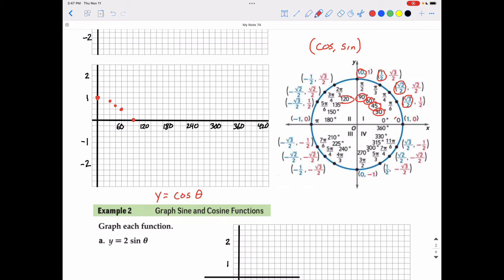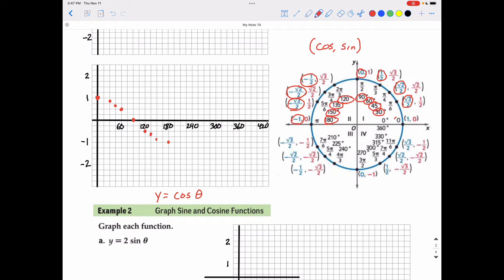120 degrees would be negative 1/2. So 120, negative 1/2. 135 is negative square root of 2 over 2, which is approximately negative 0.7. So about right here. 150 would be negative square root of 3 over 2, which is about negative 0.86. And the cosine of 180 is negative 1, which places it right about here.